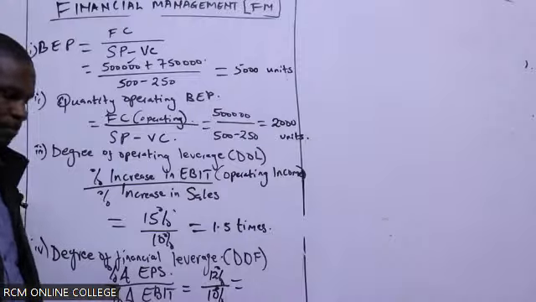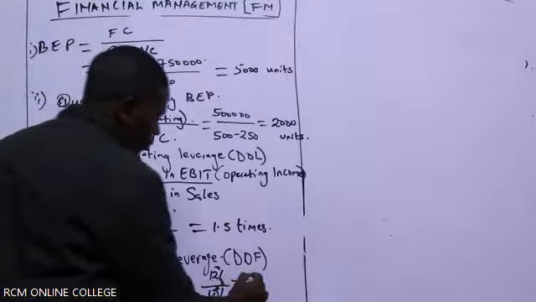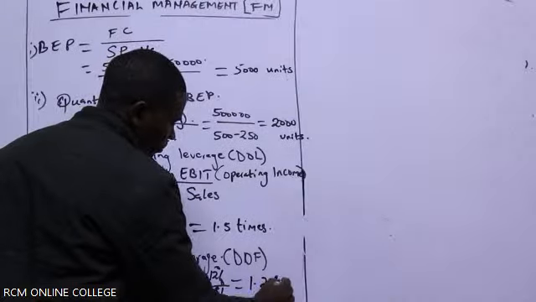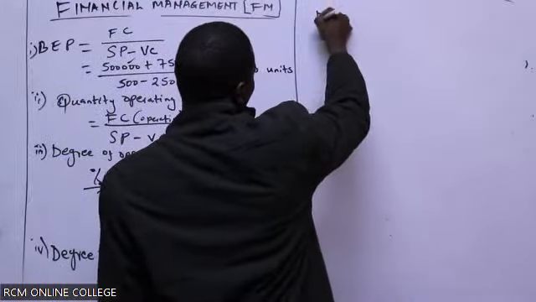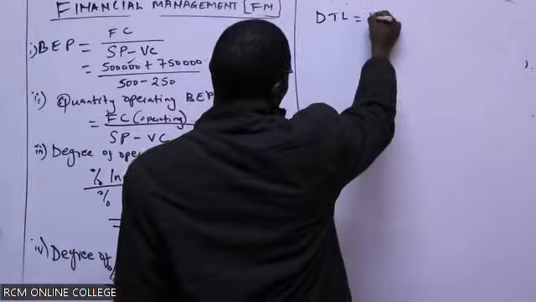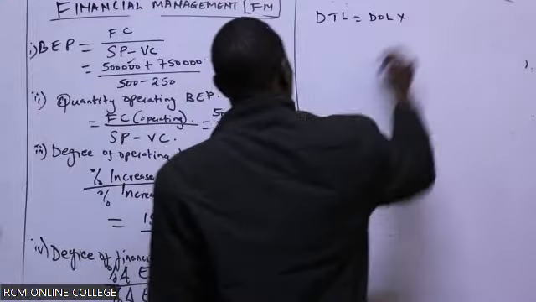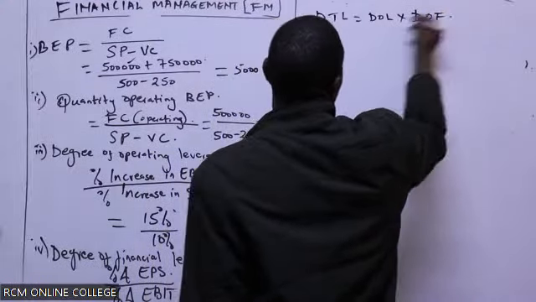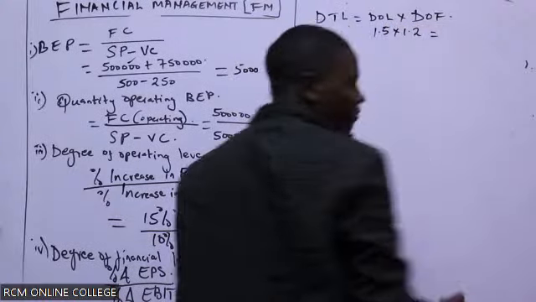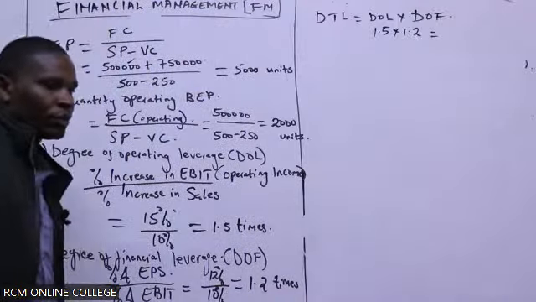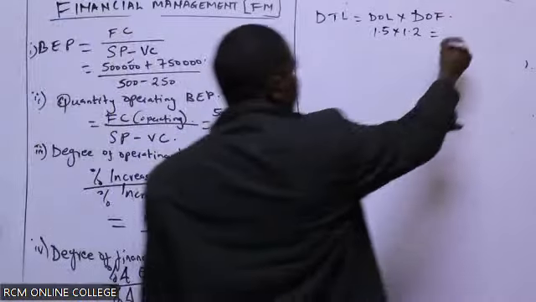12% divided by how much? 1.2 times. And then the degree of total leverage is DOL times DFL, the degree of financial leverage. So it is 1.5 times 1.2. DOL times DFL, 1.5 times 1.2, so it is 1.8 times.